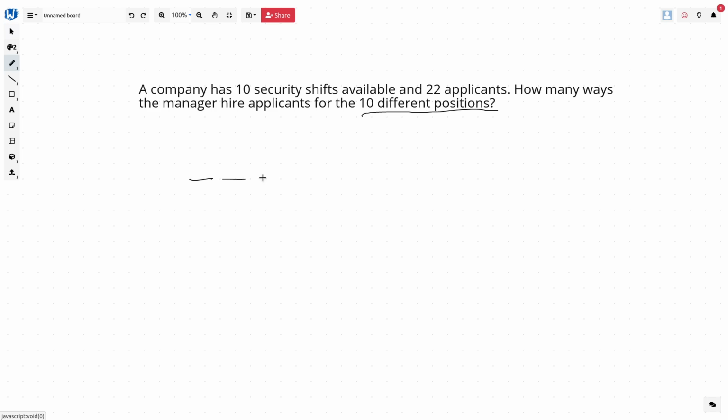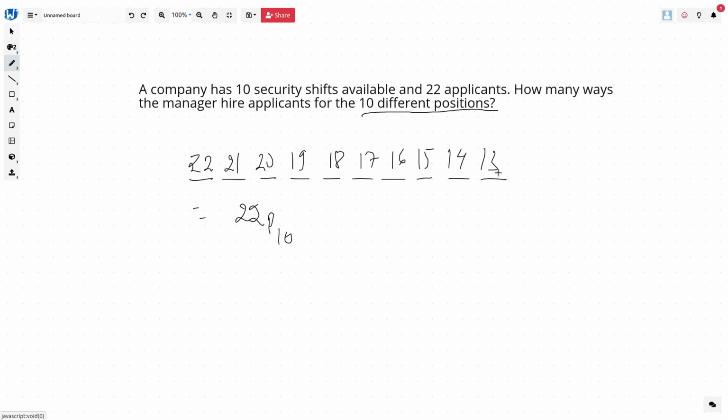So we draw again the 10 blocks. There are 22 applicants. So 22, then one applicant is gone because one position is filled. Then there are 21 ways, 20 ways, 19 ways, 18 ways, 17 ways, 16 ways, 15 ways, 14 ways, and 13 ways. So this is nothing but the multiplication of all these numbers, as we know from the permutation law. So we are going to permute here, not combine, because we have to fill the 10 different positions.